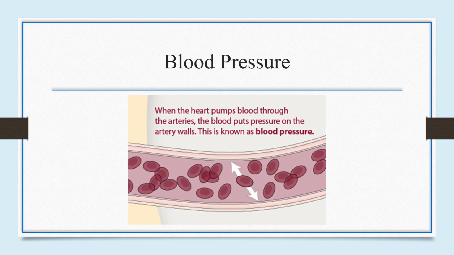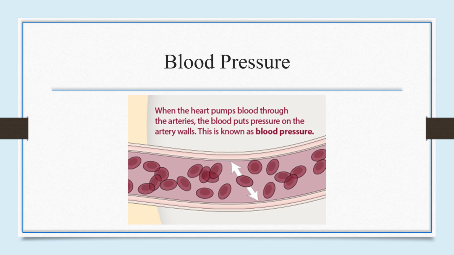Arteries carry oxygenated blood from your heart to other parts of your body. As the heart pumps blood through these arteries, the blood puts pressure on the artery walls. This pressure is called blood pressure. Blood pressure rises and falls throughout the day and is measured using two numbers.